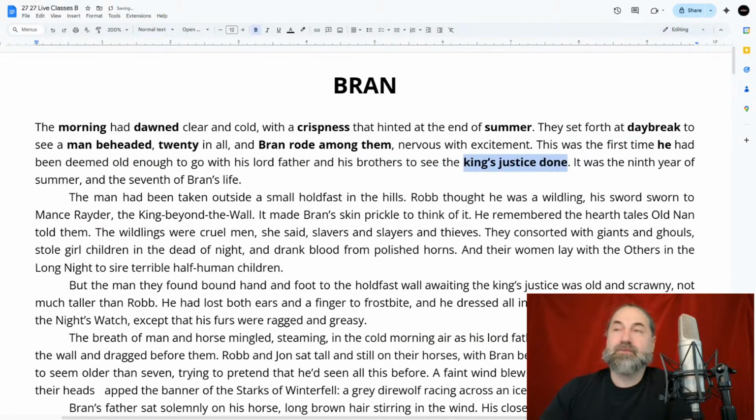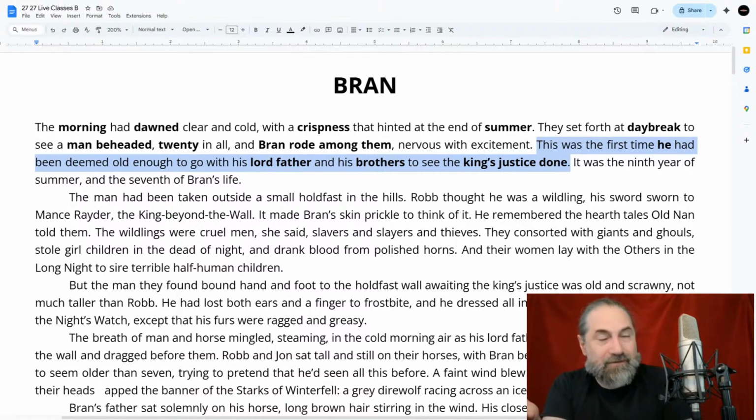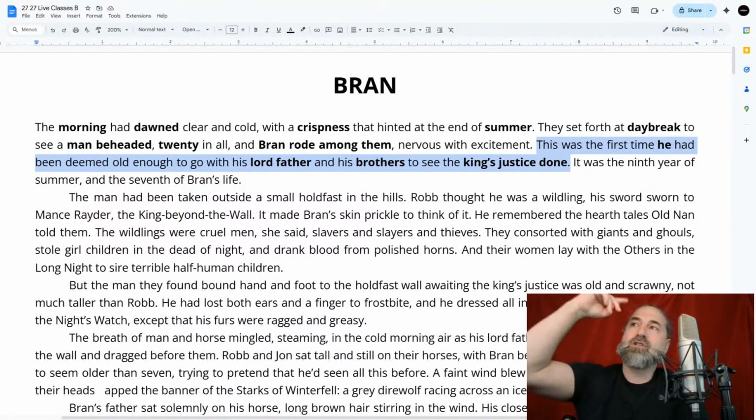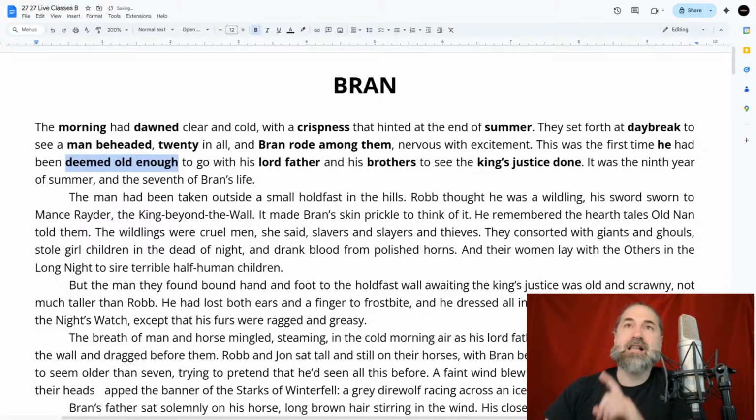Okay? So again, we are moving on. We are building on it. We have the Lord Father, the brothers, king's justice. This is plot forward and character development, because we are learning that he is deemed old enough to go on. All right? And by the way, old enough should be also an element that we could build on.